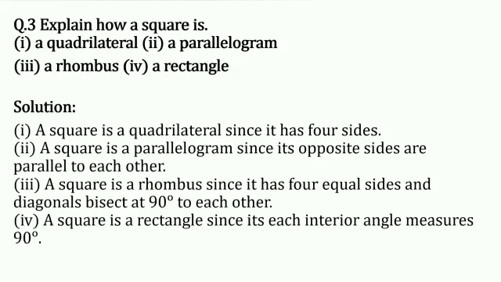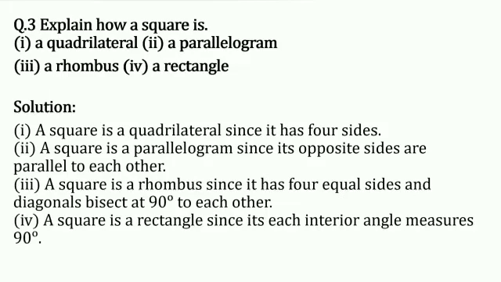First one, a square is a quadrilateral because it has four sides. Remember the definition of quadrilateral where we said that the figure should be two-dimensional, it should be a closed figure, as well as it should have four sides. So a square is a quadrilateral. Next one, a square is a parallelogram because its opposite sides are parallel to each other. In the definition of parallelogram, we have said that both the pairs of opposite sides should be parallel. So here, a square is also a parallelogram.